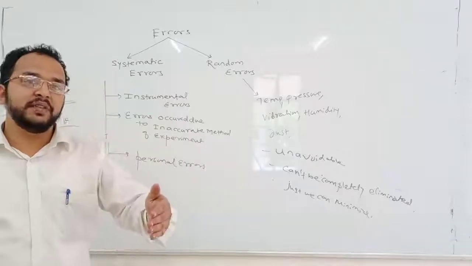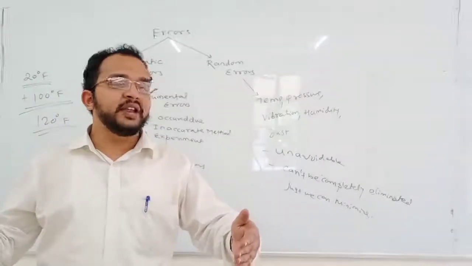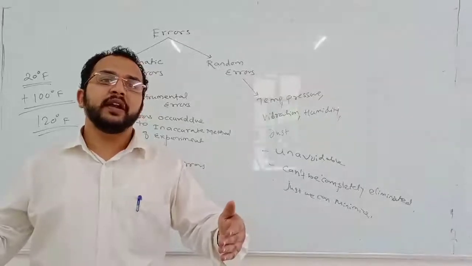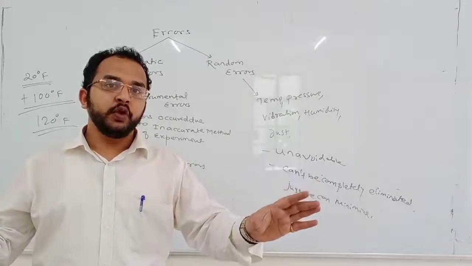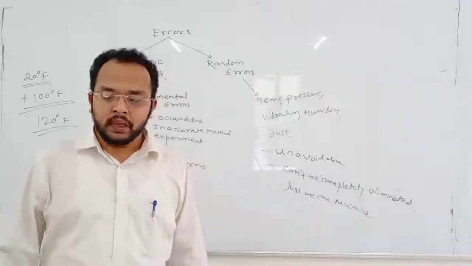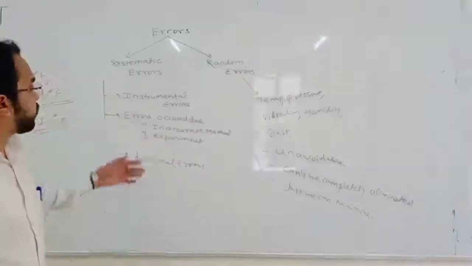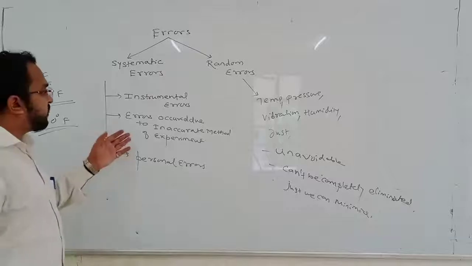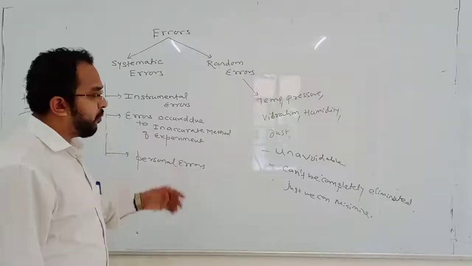If you started from 5 centimeter and reading is 100 centimeter, so it is not 100, it is 95, because you haven't started from 0 centimeter. Okay, so this is instrumental. Next, errors occur due to inaccurate method of experiment.